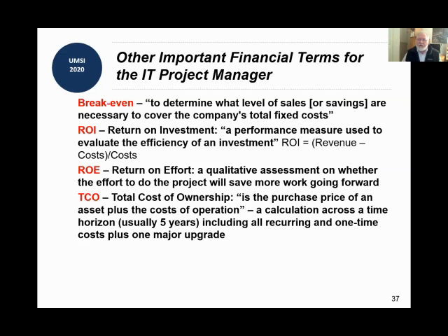And then what it would cost with one major upgrade. So if you put in an ERP system, for example, you'd have to know what the one-time costs were, the recurring costs across each of those 5 years. And then if you had to do a major upgrade in year 5, those costs had to be added to get a true understanding of that total cost of ownership.